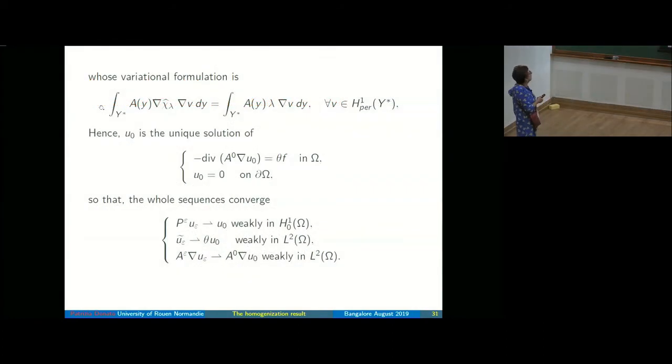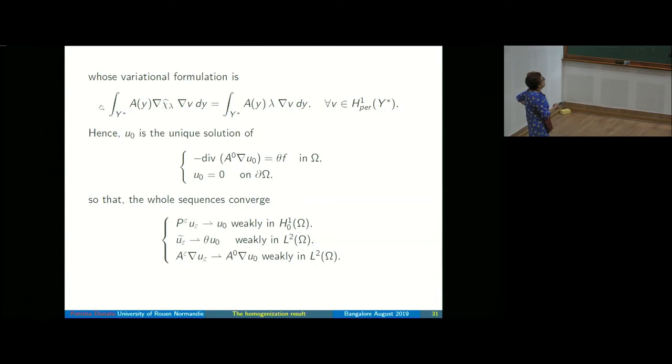Yes, so coming back to the result, U0 is the unique solution of this problem. Compared with the case without holes, A0 is different because the test solves a problem in the perforated cell. So the limit problem, remember, involves the perforation and the holes through A0, and also there is theta, which, remember, is the proportion of material.